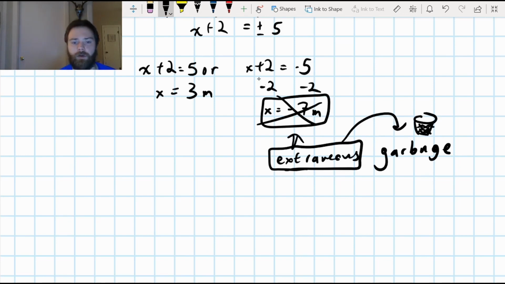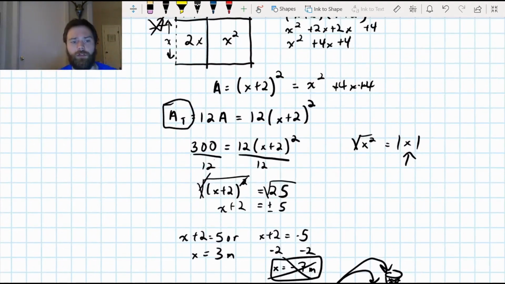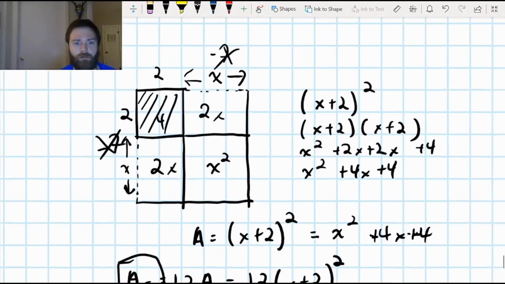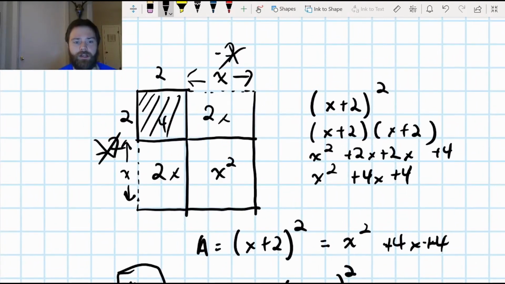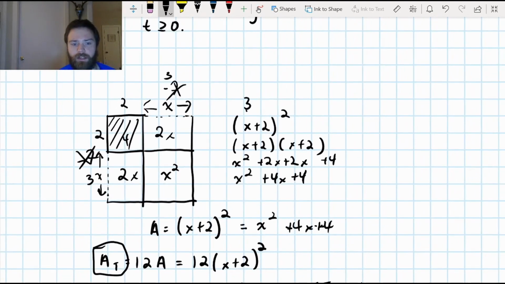If they don't make sense in our problem and we solved it correctly, we get a correct answer and an incorrect answer, we ignore the incorrect answer, we yeet it into the garbage, okay? And then over here, we've got x equals 3 meters. Well, x equals 3, so that works up here. So if I go up here, check my work, if I plug this in, I get 3 here and 3 here, and we're saying each garden is going to be 25 square feet. So if I plug in 3 feet here, I get 3 plus 2 squared, which is 5 squared, which is equal to 25.